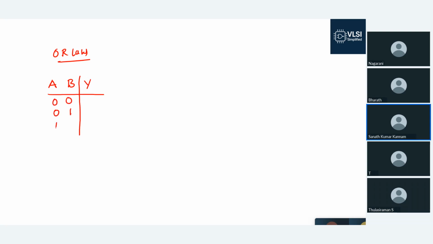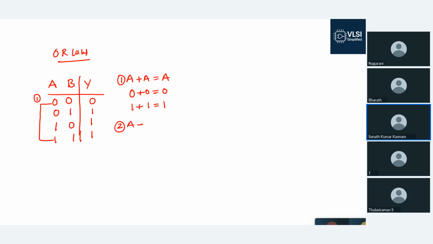0, 0, 0, 1, 1, 0, 1, 1. Okay. If any of the input is 1, the output is 1. Both inputs are 0, the output is 0. Okay. So just develop this one, that is A or A equal to what? A. So A or A equal to A means you take this one and this one. So that means 0 or 0 equal to what? 0. 1 or 1 equal to what? 1 itself.